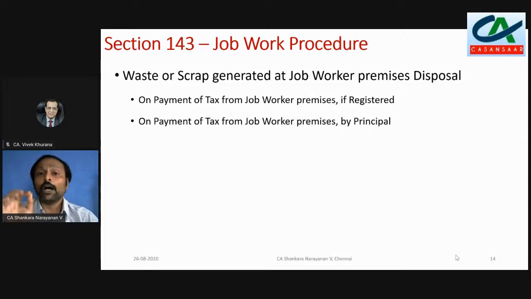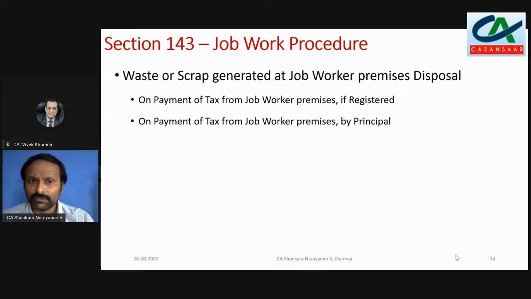If yes, how the scrap is being dealt with. Is it being sent back to the principal or is it being dispatched from the job worker's premises itself? If it is disposed of from the job worker's premises, please ensure that this provision is complied with. If it is anyway going to come back to the principal premises and we can have the documentary evidence that it has come back to the principal's place and then only it got sold, we don't have an issue.